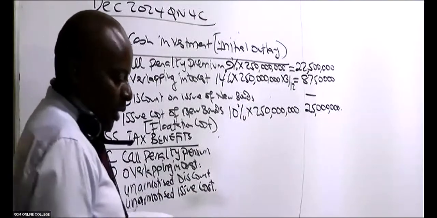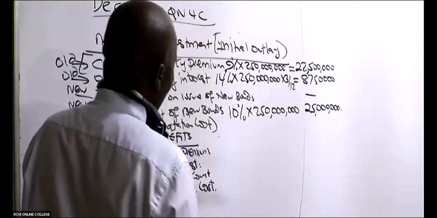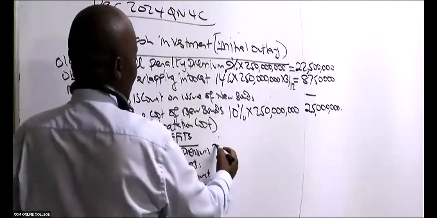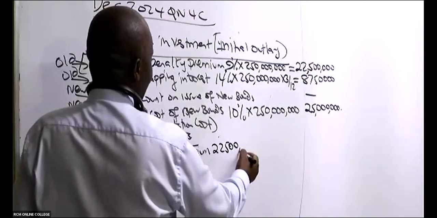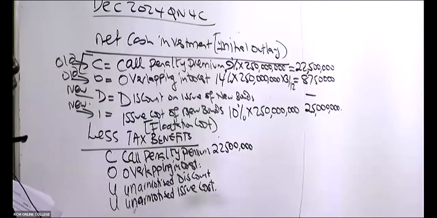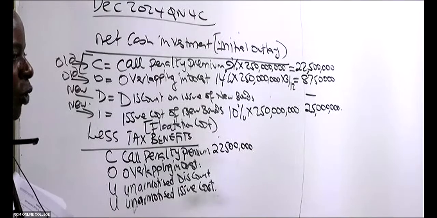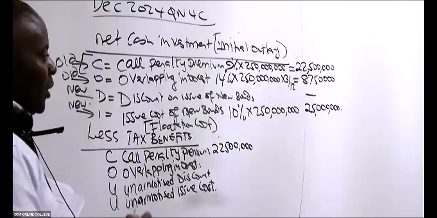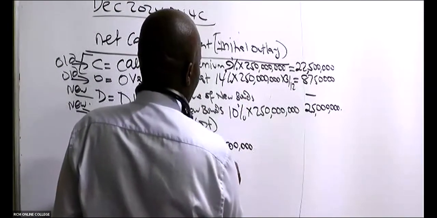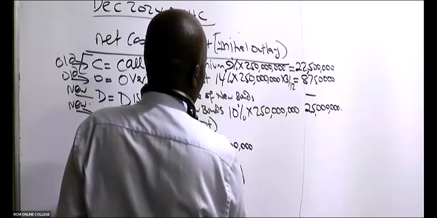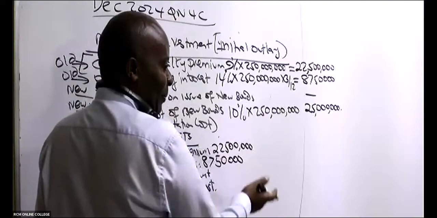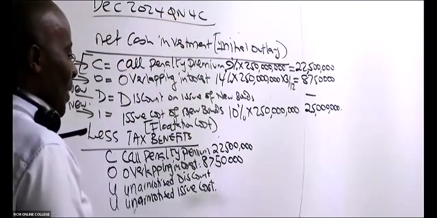So in this case, of course, you have these figures. Are you able to see the call penalty premium? It is 22,500, isn't it? Do we have in this case overlapping interest? Overlapping interest, already this one is here. 8,750. Write it aside first, because we'll be multiplying this with 30%. Write it aside.